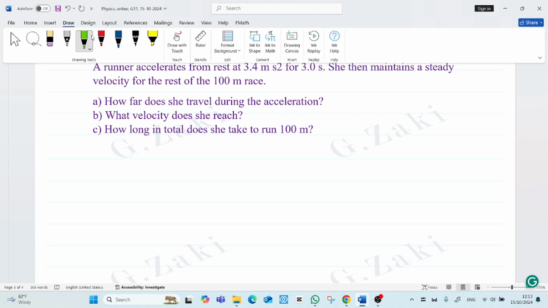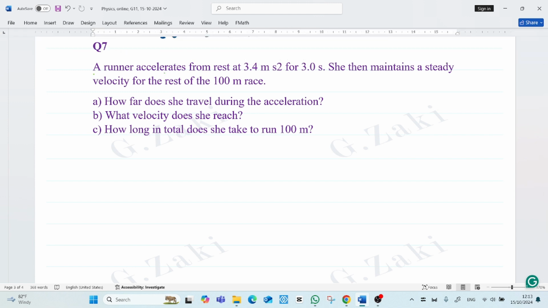Now, next question: a runner accelerates from rest. Then the initial velocity is 0, at 3.4 meters per second squared. So this is the acceleration for 3 seconds. This is the time. She then maintains a steady velocity, which means the acceleration equals 0 for the rest of the 100 meters.